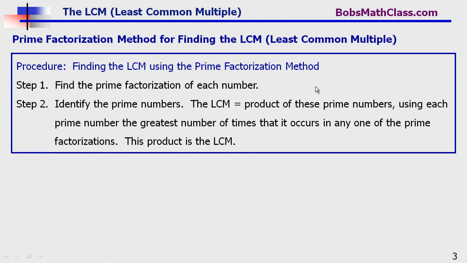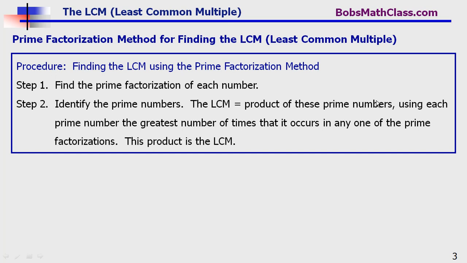This is called the prime factorization method for finding the LCM, least common multiple. In a previous video, we talked about prime factorization. If you need to review, you might want to go back and review it. Step 1. Find the prime factorization of each number. That's the tree method we learned. You could also use the division method. Either method is fine.